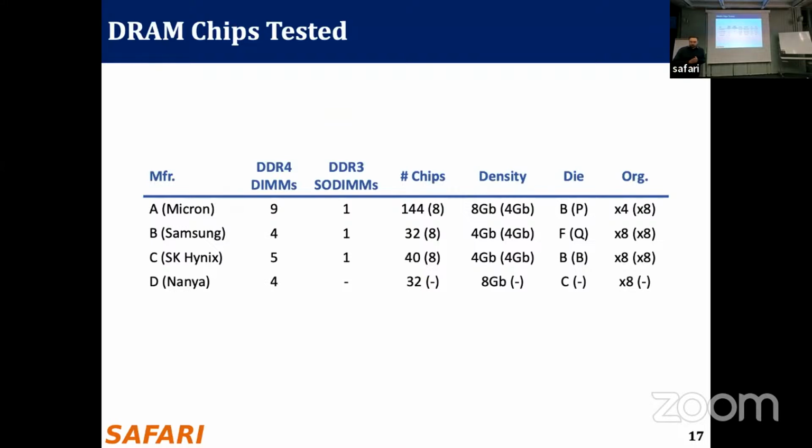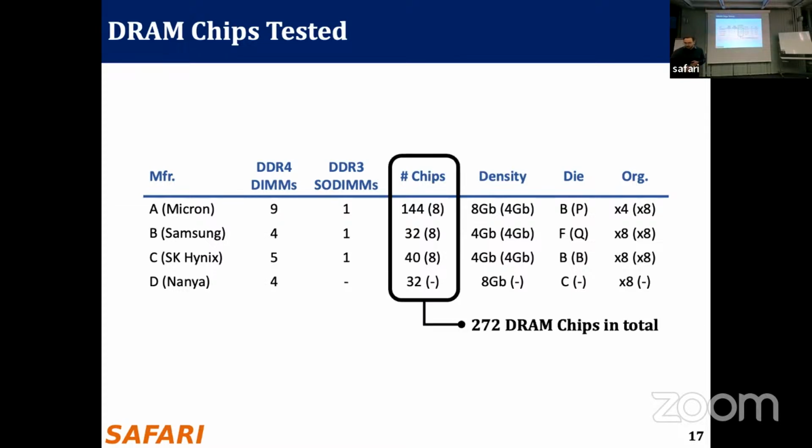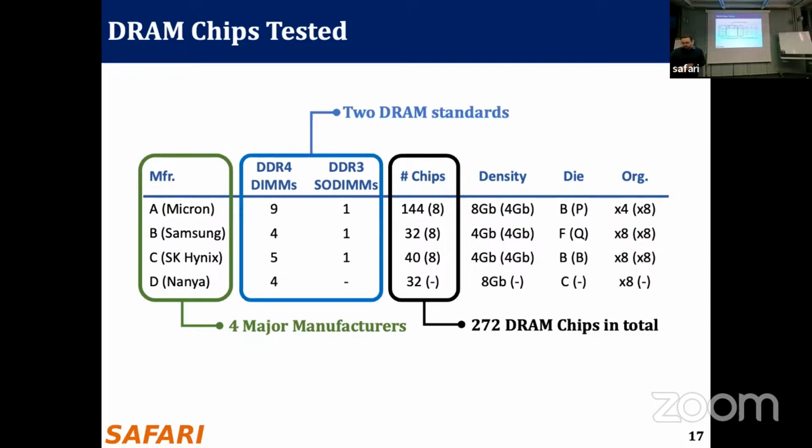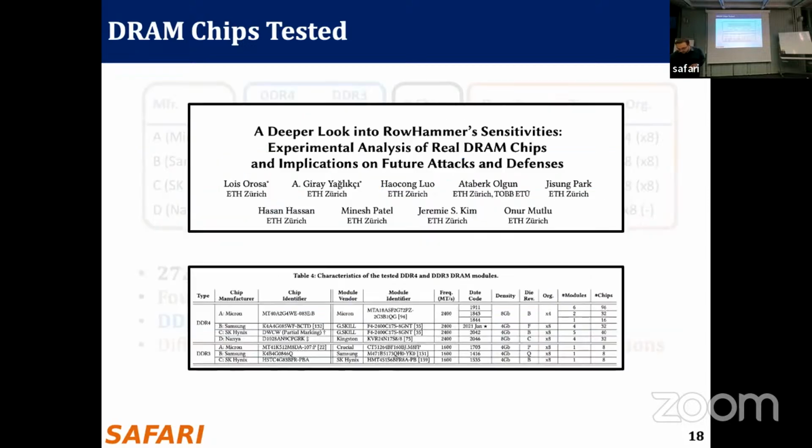Okay, so we test different DRAM chips, 272 DRAM chips in total, coming from four major manufacturers. They implement two different DRAM standards, and they implement different variations of density, die revision, and chip organization.